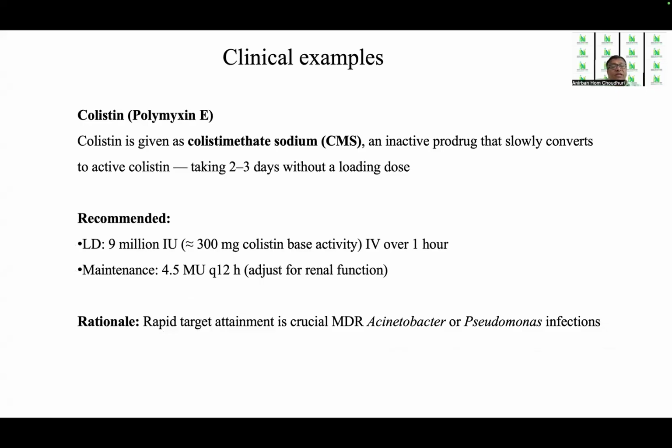In case of colistin, colistin is given as colistimethate sodium, which is an inactive product that slowly converts to active colistin. Therefore, it is recommended that 9 million international units is administered IV over 1 hour, followed by 4.5 million units 12 hourly, adjusted for the renal function. So the rationale again is that rapid attainment is crucial for MDR Acinetobacter or Pseudomonas infection.